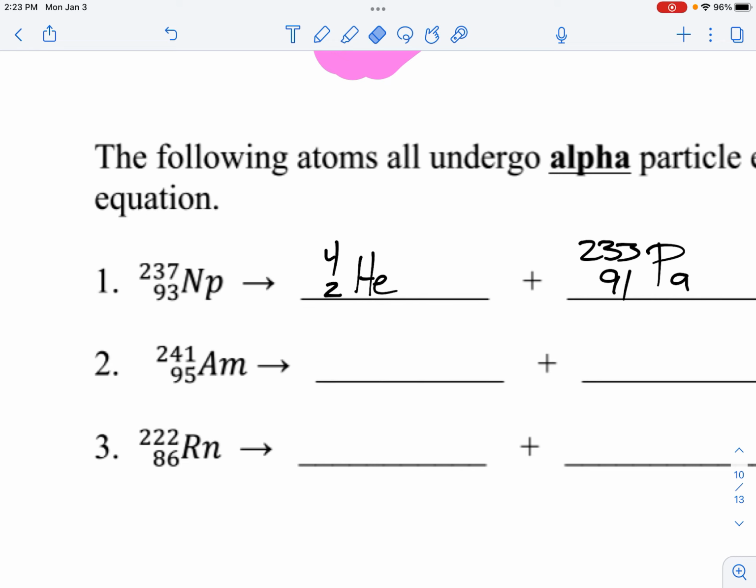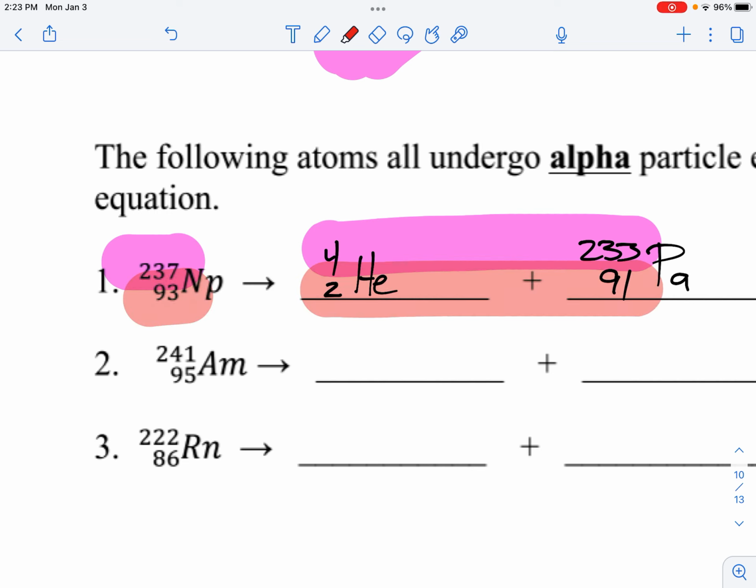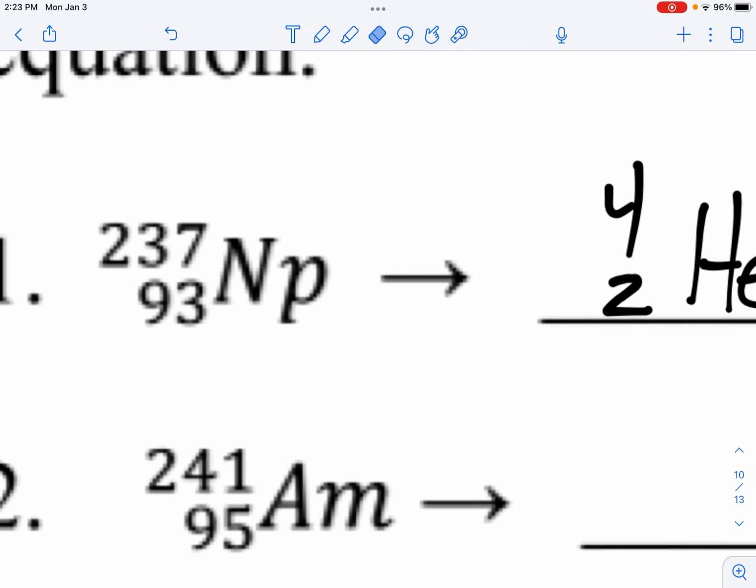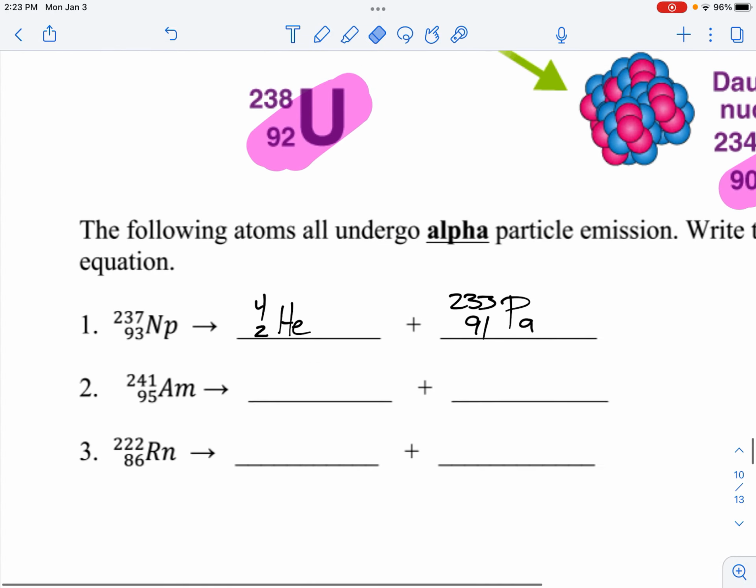So once again, please just be aware that ultimately everything on the top on the left-hand side of the equation is the same as everything on the top on the right-hand side of the equation. It's just going to be split up. Everything on the bottom of the left-hand side of the equation is going to be the same as everything on the bottom on the right-hand side. It's just going to be split up. And then your symbols are going to change because you're no longer the parent nucleus that you were over here. You are now the daughter nucleus that you have turned into over here.